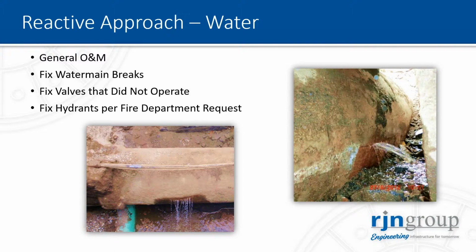On the water side, again, are you just waiting for water main breaks to happen and fixing them when they do? If you happen to find some valves while you're fixing a water main break that don't operate, you try to get those valves fixed, maybe your fire department tells you about a hydrant. Again, for the vast majority of you, you're doing much more than that. You're doing hydrant flushing and other things as part of a proactive approach. But I want you to think about: are you only doing reactive, or are you doing more?